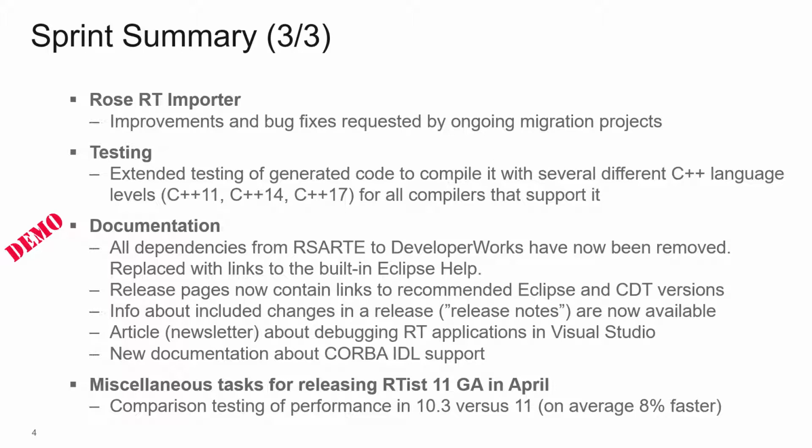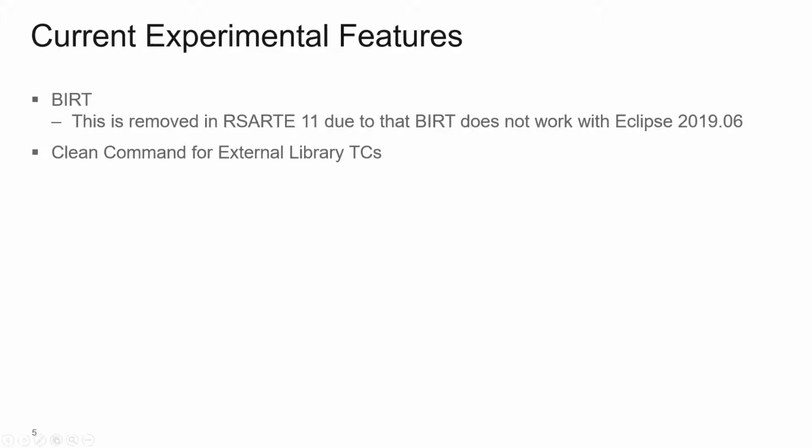And then we also spent work on moving forward with RTist 11 that will come in April. We did performance testing comparing with 10.3, and it looks good. It was on average 8% faster, but we are still investigating some test cases that were slightly slower to see the reason for that. So experimental features are the same as in last release. We have BERT that is experimental, since we have that issue that it doesn't work with latest Eclipse. We'll see if we can fix that. And we have also the clean command for external library TCs that still is experimental.